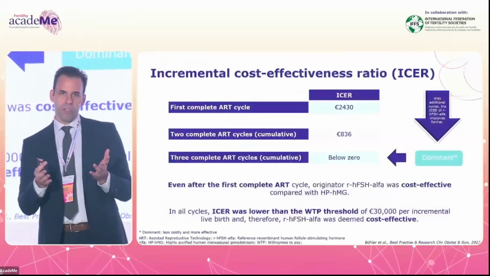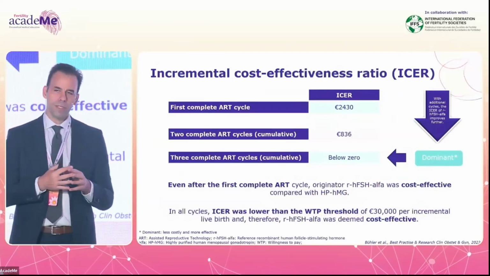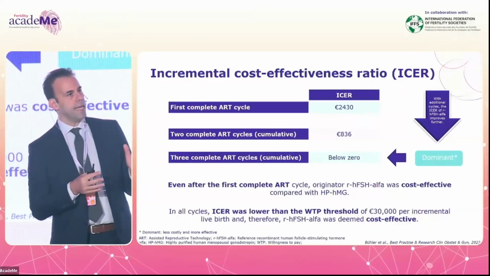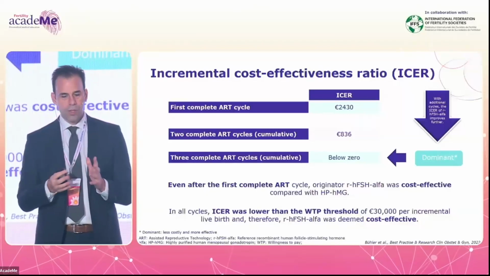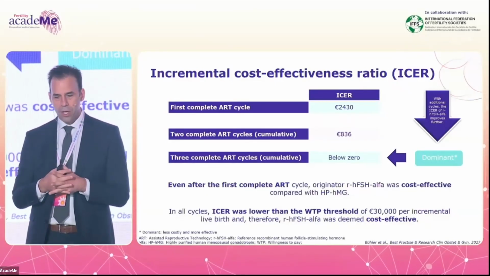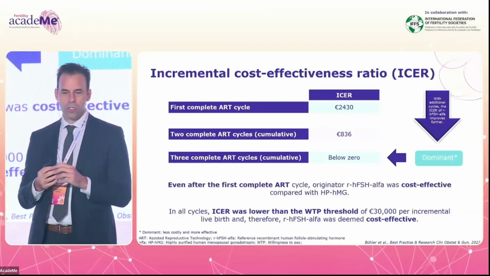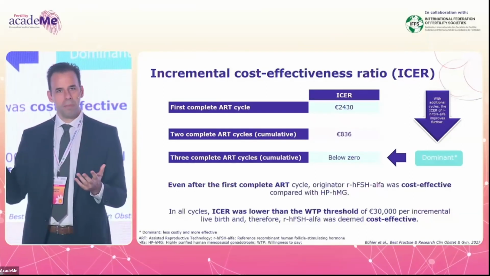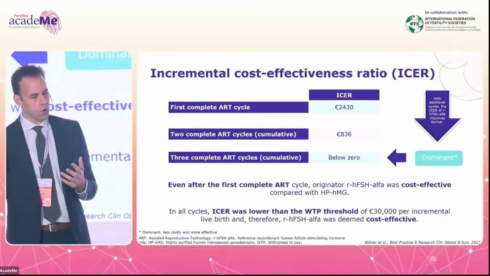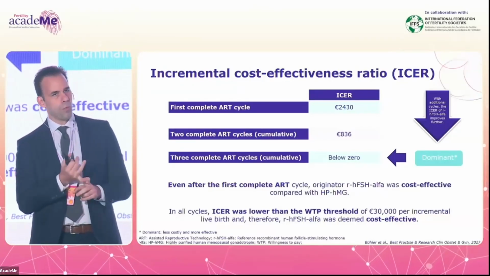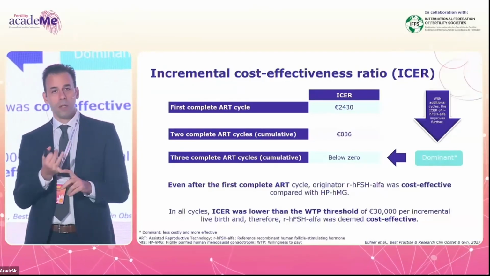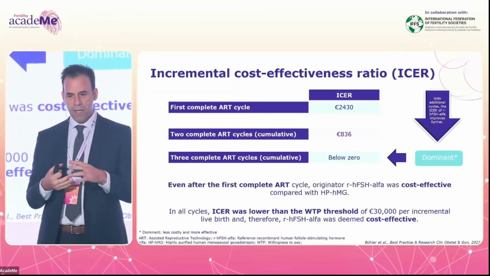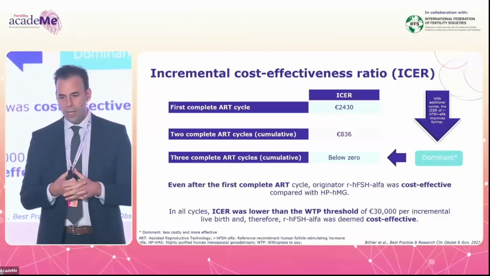And now I think this is the most important slide of this presentation: what about the incremental cost-effectiveness ratio? It was very easily seen by calculating the ICER that even after just the first complete ART cycle, the originator follitropin alpha was cost-effective compared to highly purified HMG. And despite the fact that HMG might actually cost less per international unit, because follitropin alpha was associated with a lower consumption and led to more pregnancies, it was cost-effective at the very low level of 2,430 euros.